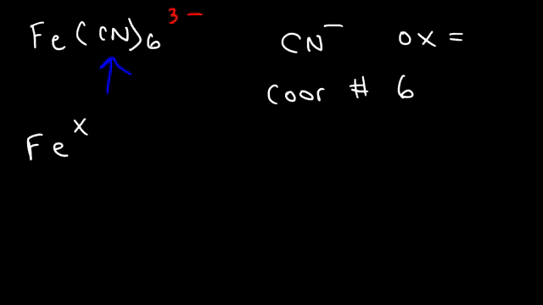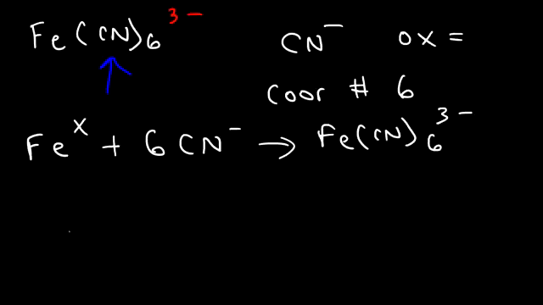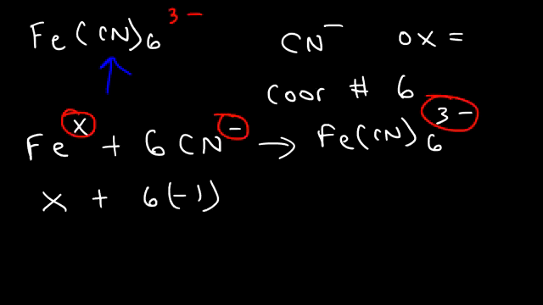So we know that Fe probably has some charge, which we'll call X. And it's going to react with 6 cyanide ions to produce the hexacyanoferrate ion. Almost lost the word there. So let's write an equation where the total charge will remain balanced. So Fe has a charge of X. Cyanide has a charge of -1, but there's 6 of them. And the product ion, or the complex ion, has a net charge of -3.